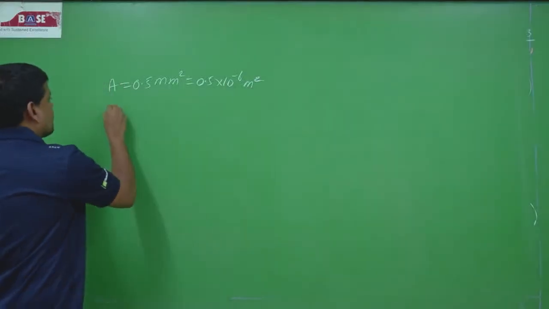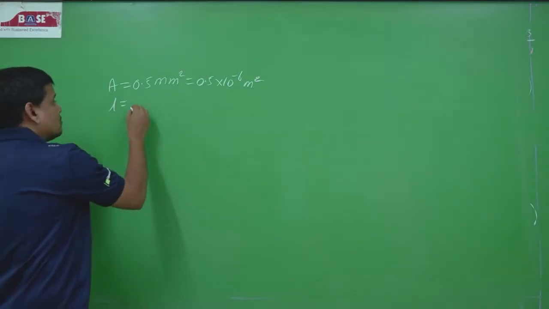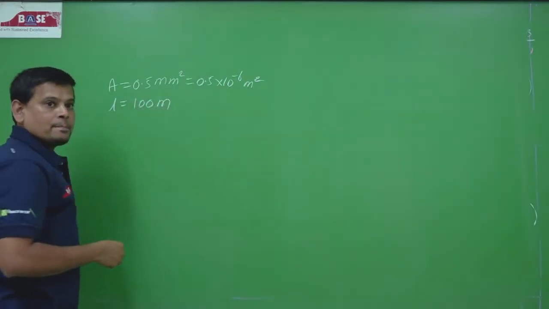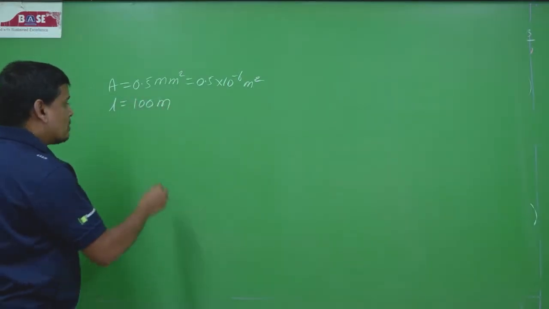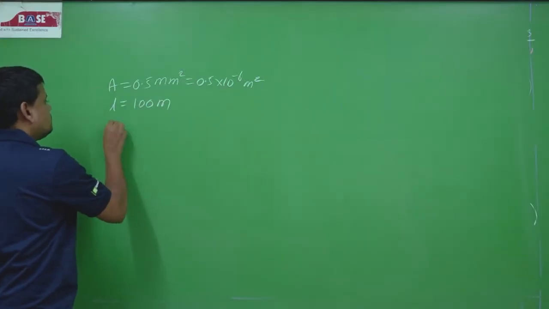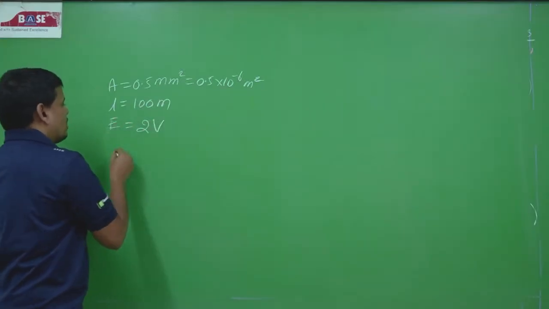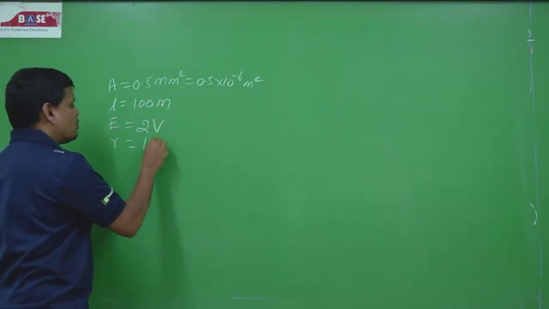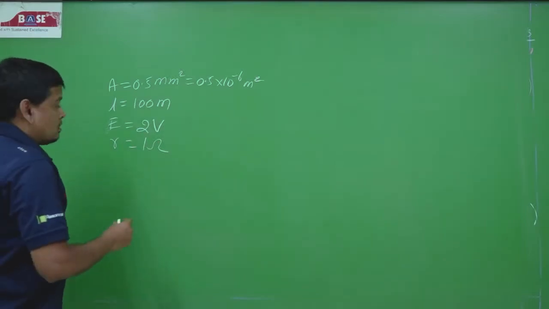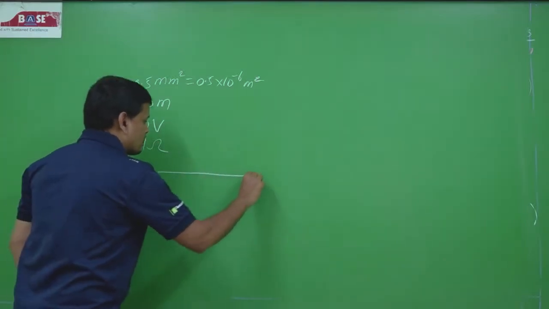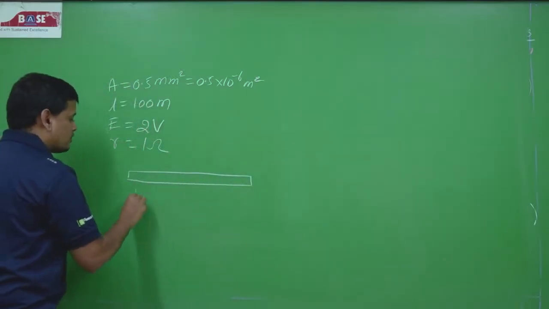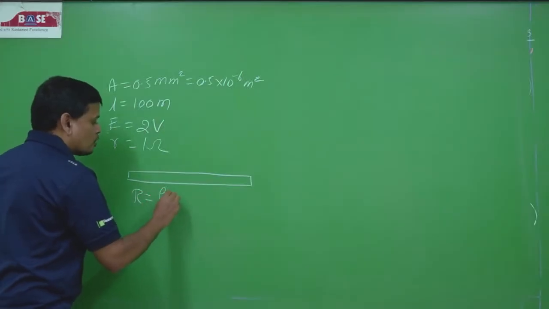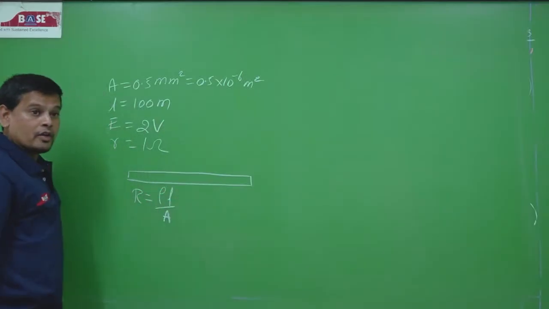The length of the conductor is given as 100 meters, and the battery has an EMF of 2 volts, and its internal resistance is given as 1 ohm. And there is a wire given. As we know, what is the resistance of the wire? It is rho L upon A. We are very aware of that.